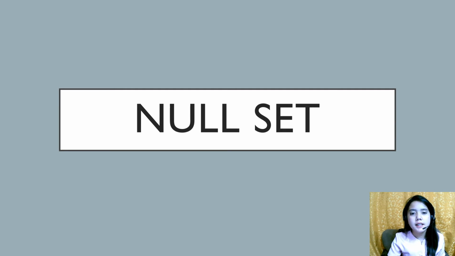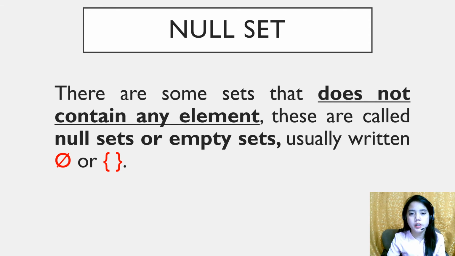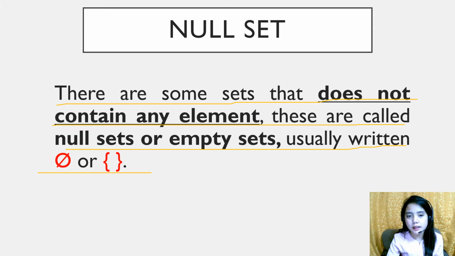Okay. Let us now discuss null set. Null set. What is null set? Okay, everybody read it with me. There are some sets that do not contain any element. These are called null sets or empty sets, usually written like this. Okay, so they are the same. Either of the two you can write. Okay, so when we say null set, it is a set that has no contents, empty or null.